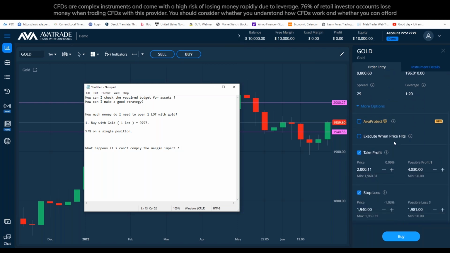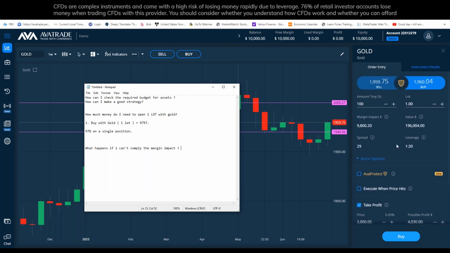So I won't even get there. I won't even get to the 2000. Why? Because I will be stopped when I can't comply. When I get below, if I'm losing from the 10,000, if I'm losing more than 200, I won't even be able to sustain the position, right?